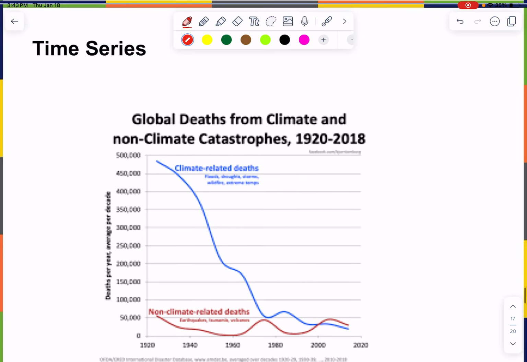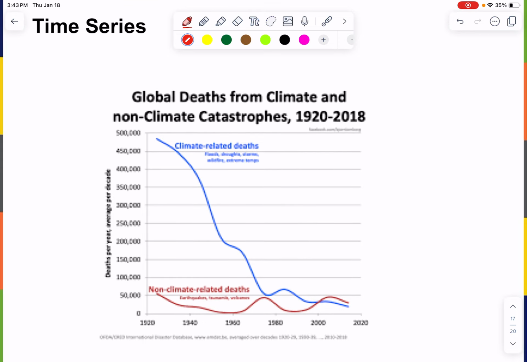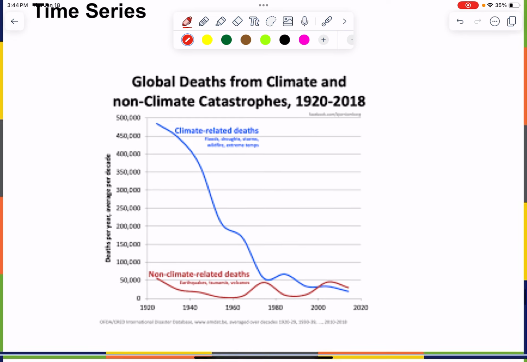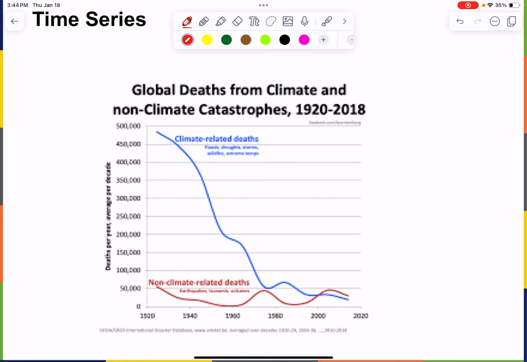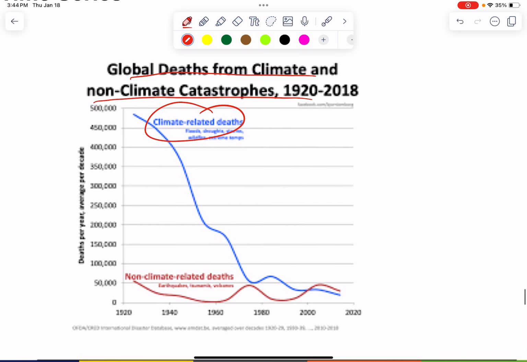Okay, time series. Global deaths. So here's an example of a time series plot. Now, we're not going to talk a lot about time series because it's a little different. It's different data than what we're going to be concerned about, but you ought to know how to use it. So here's a plot. Global deaths from climate and non-climate catastrophes. So what do we have here? Climate-related deaths are in blue, and non-climate-related deaths are in red.